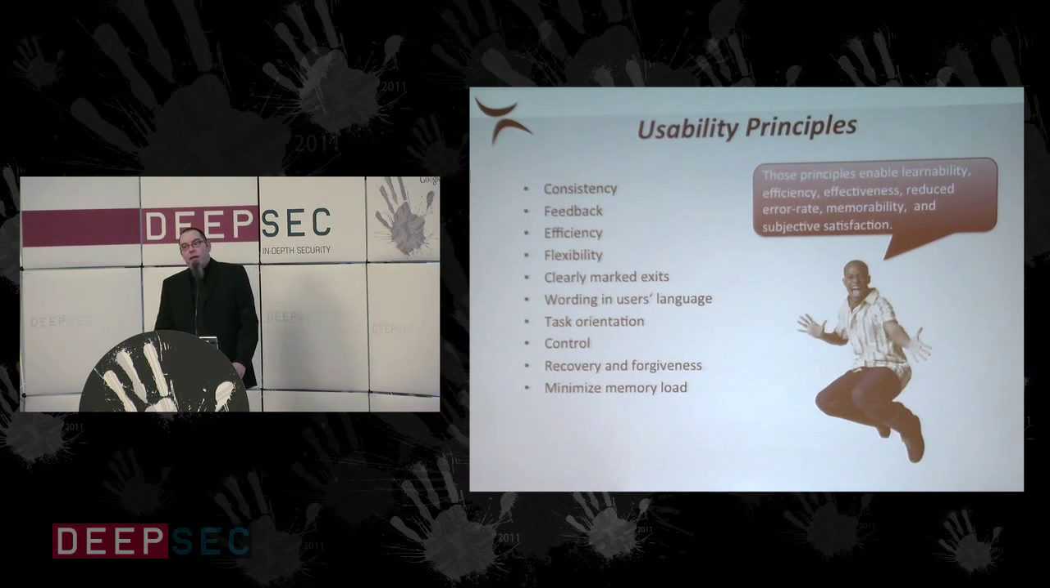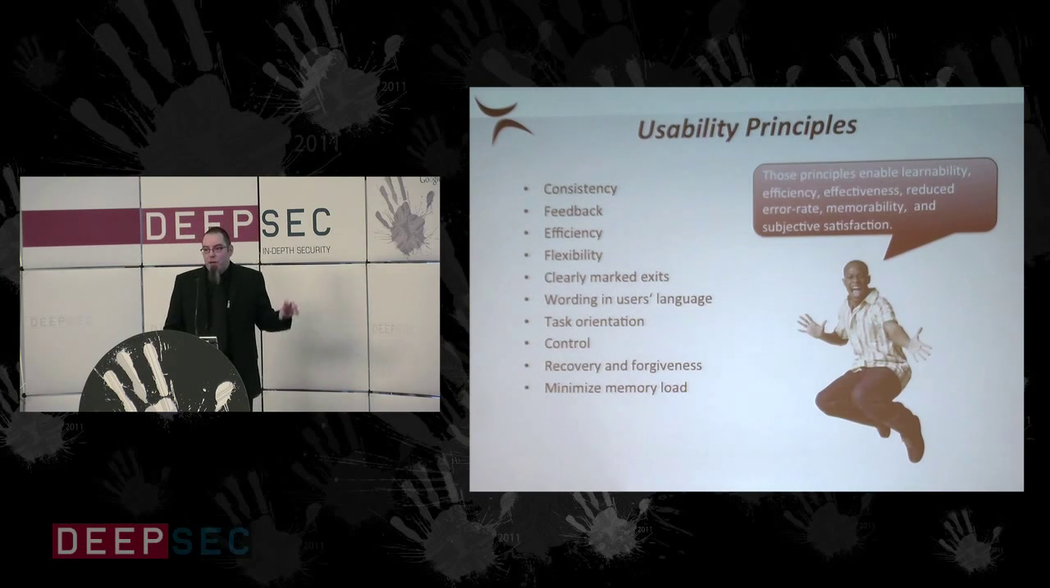The next principle is minimize memory load, which can be boiled down to don't rely on knowledge in the user's head too much. It's not about the authentication knowledge like a PIN, it's about how things work. And for example, don't rely on the user having read the 300-page manual.